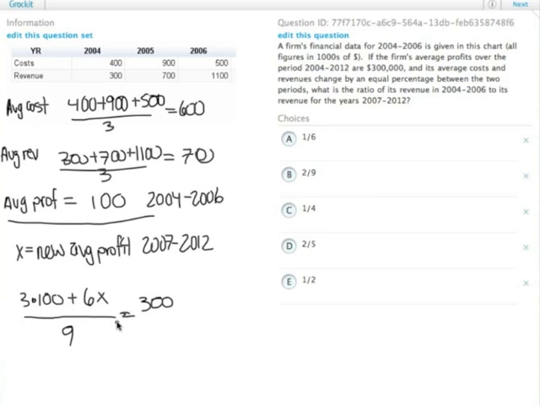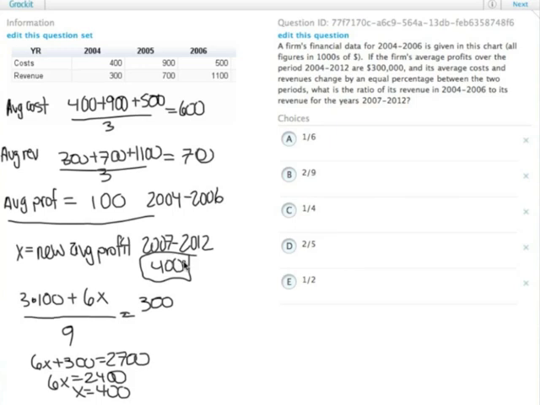We're just isolating for X at this point, so 6X plus 300 equals 2,700,000. Again, we're just leaving the zeros off because it's easier to do the math that way. So 6X equals 2,400 and X equals 400. So the new average profit for the 2007 to 2012 time period is $400,000 per year.